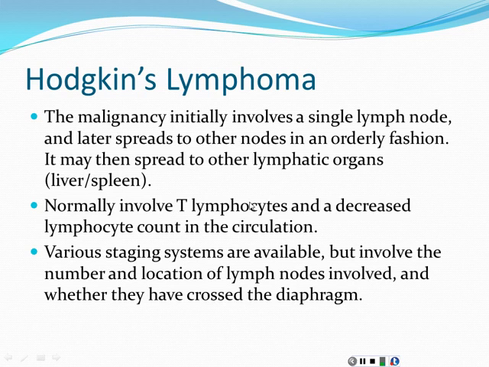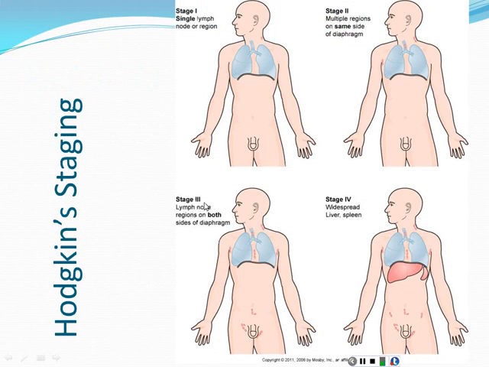There's a number of different staging systems, but they all involve the number and location of the lymph nodes involved and which side of the diaphragm they're on. Okay, so stage 1, this is a single enlarged lymph node. This is when most Hodgkin's lymphomas get picked up because somebody notices a mass in their neck or a mass in their groin, and they come in for medical attention. So stage 1 is just one.